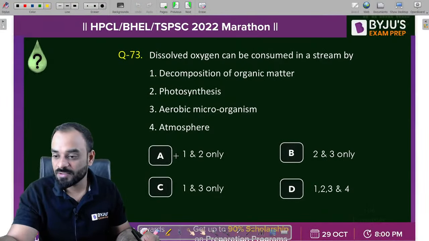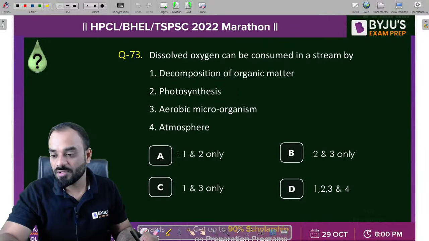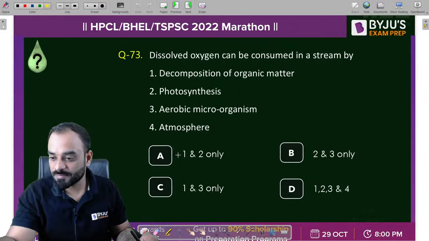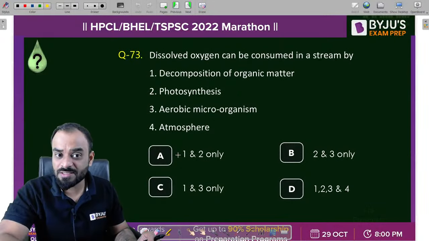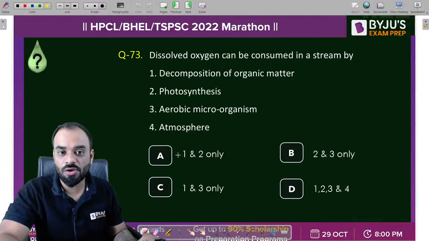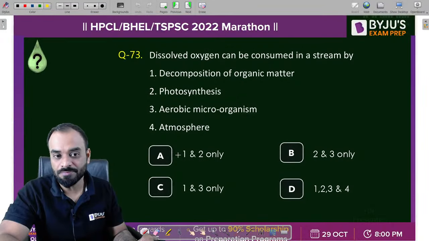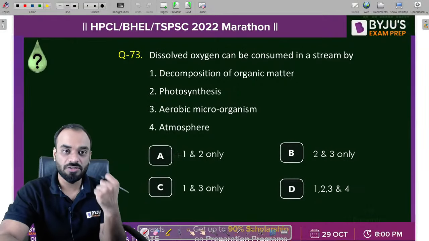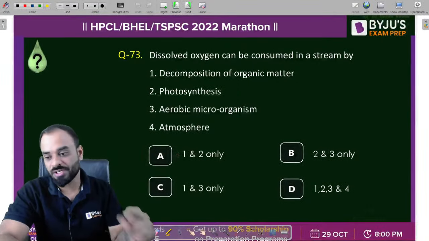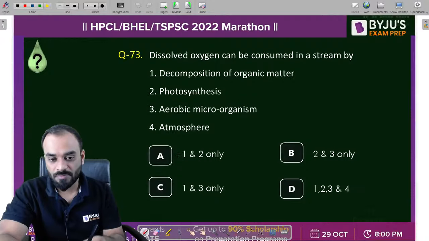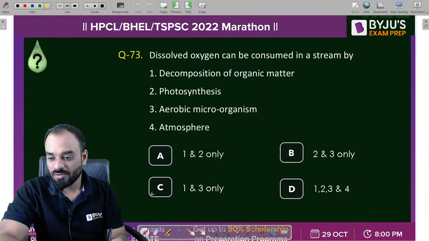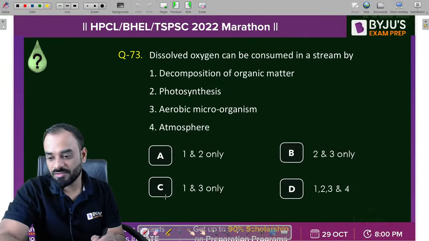Next question, guys. Dissolved oxygen can be consumed in a stream by which particular process? Dissolved oxygen can be consumed in a stream by which of the following options? Consume means they can use it, right? C, 1 and 3.